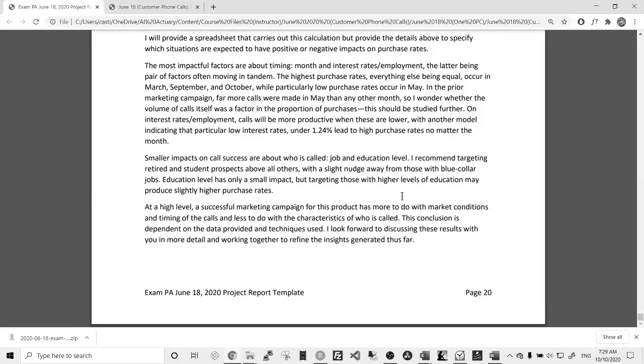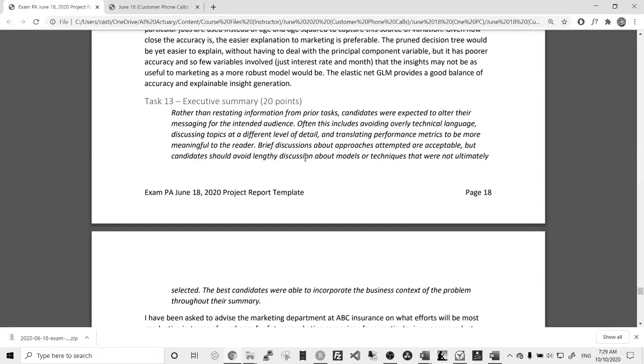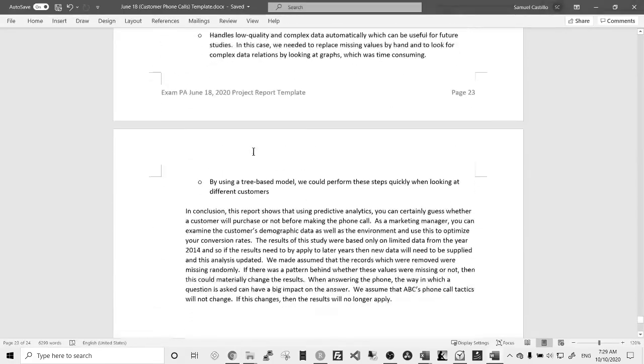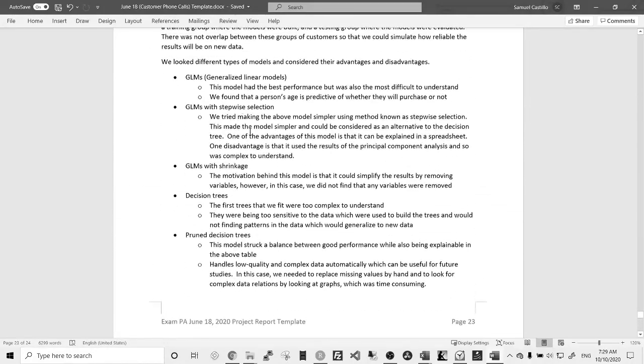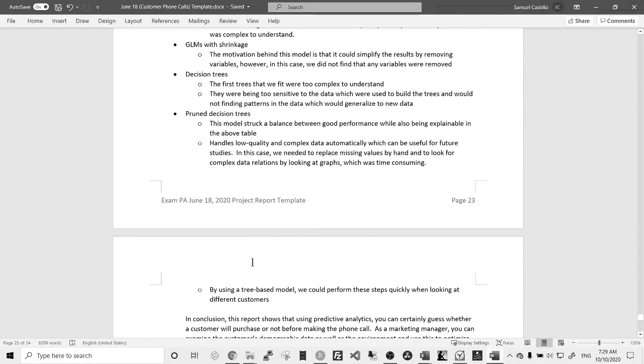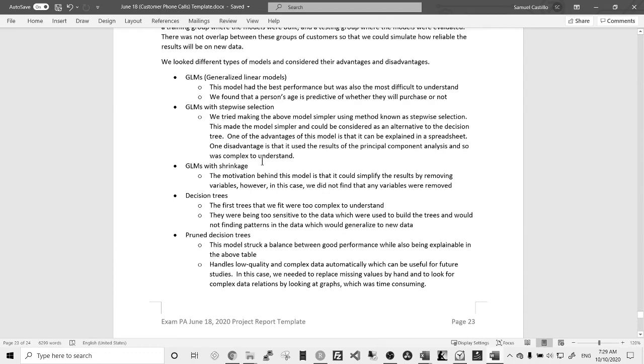The solution does also say that brief discussions of approaches attempted are acceptable, but candidates should avoid lengthy discussion about modeling techniques that were not ultimately selected. This is probably an area where I would lose points because I have this discussion about alternative models, which the client really wouldn't care about because they're not a modeling team, they're a marketing team. So this would cost me a lot of time and probably would have lost me points.